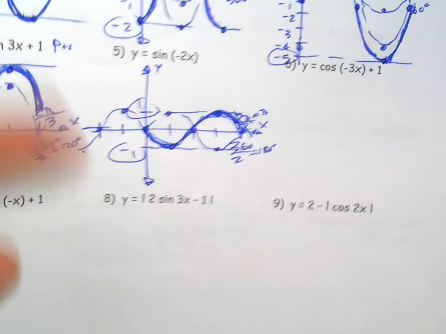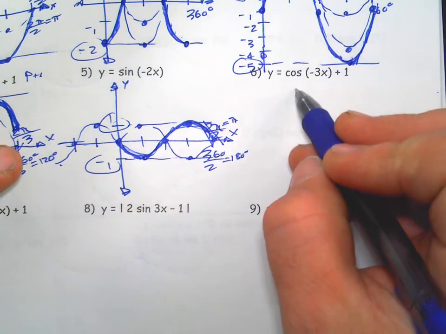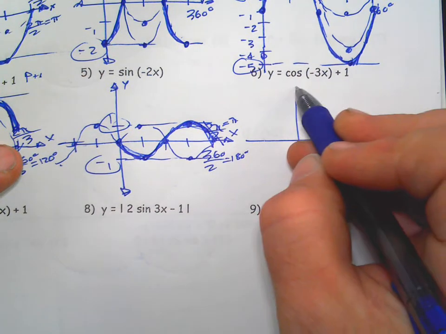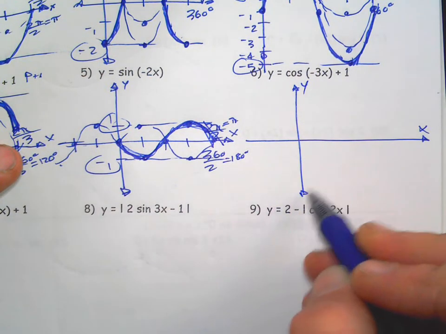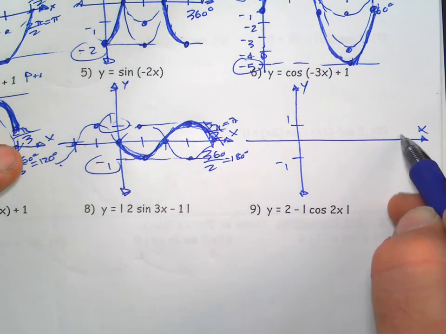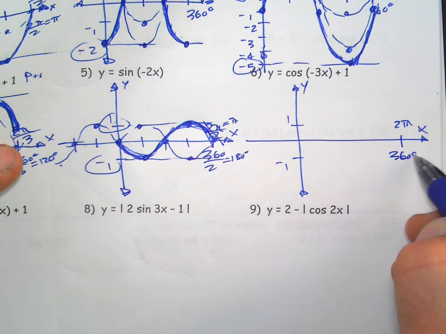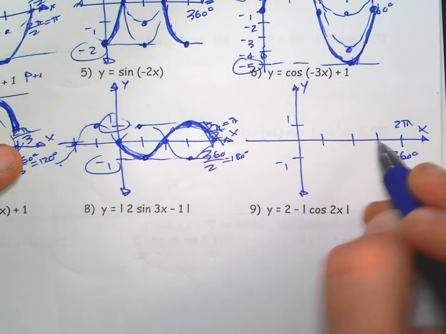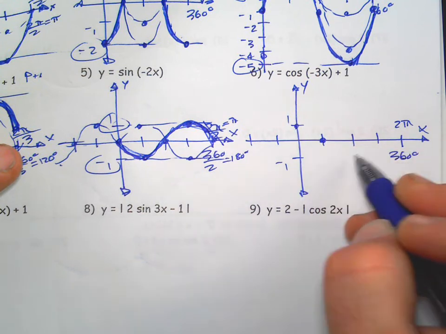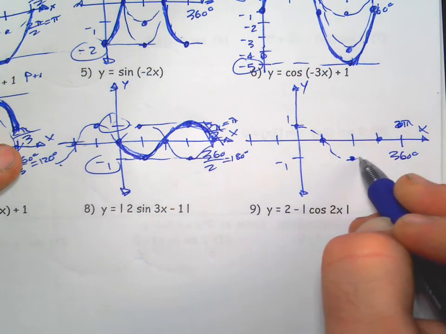Okay, number 6. We're going to have a similar issue with that negative on the inside. I think we don't have to fully reflect it to get the effect of it and get the final answer where we want. Mark the period off, 2 pi, 360 degrees, cut in half, cut in half, cut in half. Cosine curve starts at 1, 0, negative 1, 0, 1. Those are the only dots I want, but I also need them.